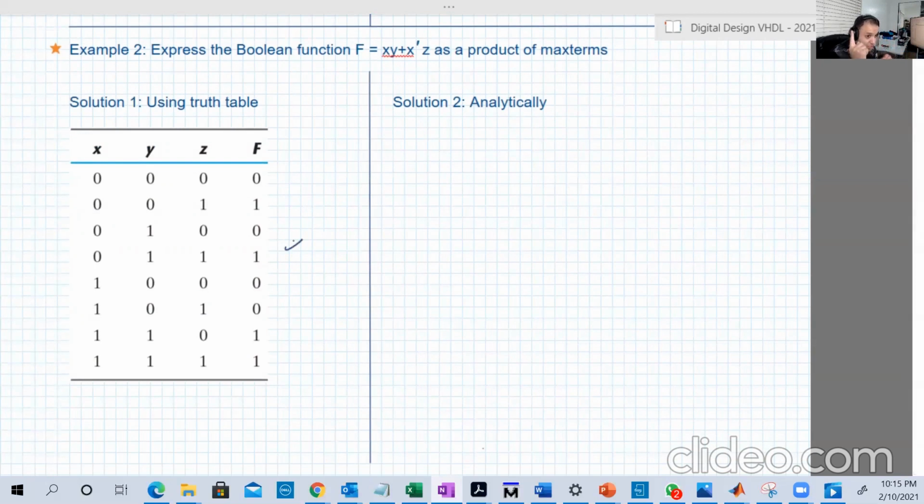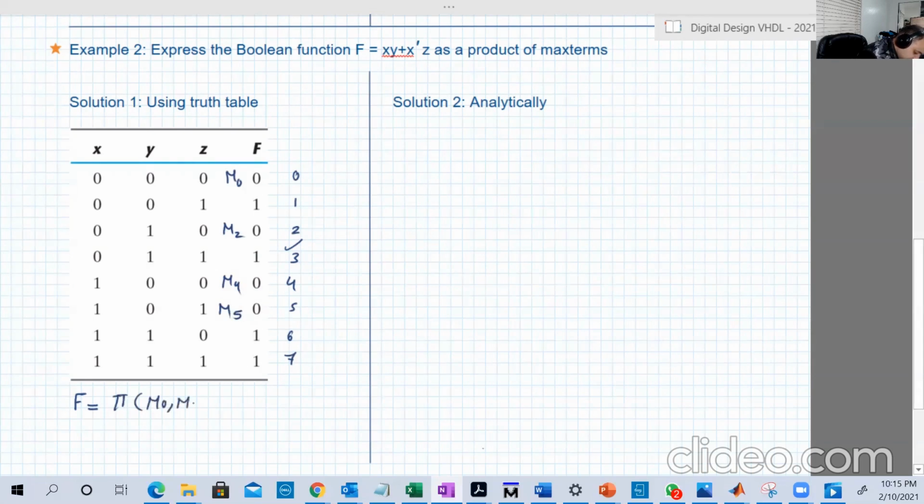And now we look at the zeros, not the ones. And these are our max terms. So F equal to. Remember to enumerate the terms that you have: 0, 1, 2, 3, 4, 5, 6, 7. So F should be a product of M0, M2, M4, and M5. Or you can just write product of 0, 2, 4, 5.